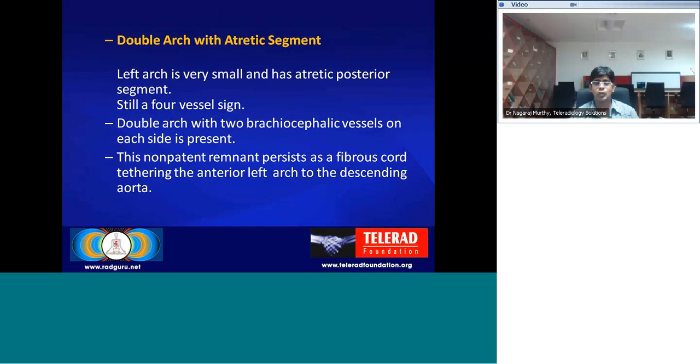There is also another variant called double arch with atretic segment. In this, the left arch is very small and has a small atretic posterior segment. Still, there will be 4 vessels. In this, there will be 2 brachiocephalic vessels on each side. The atretic segment persists as a fibrous cord tethering the anterior left arch to the descending thoracic aorta.